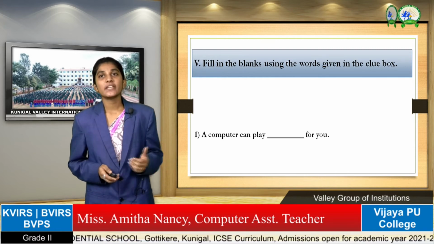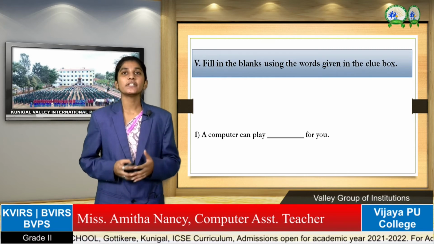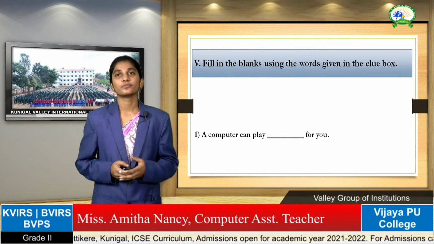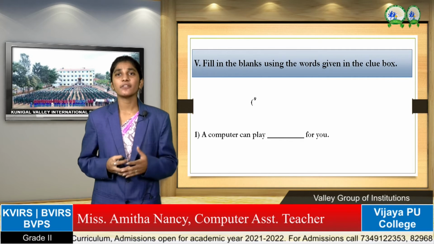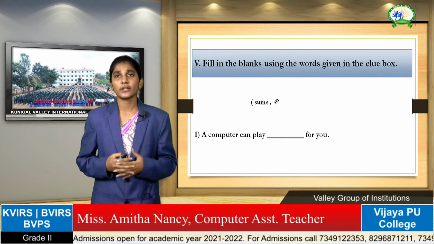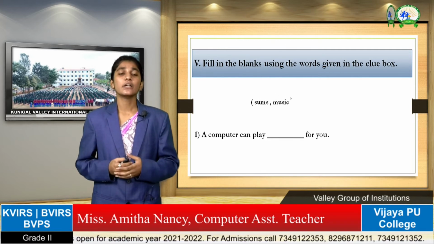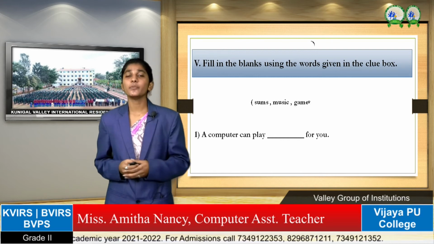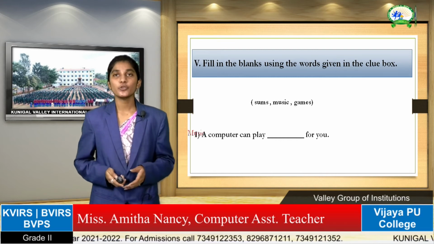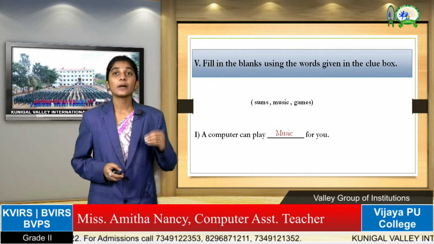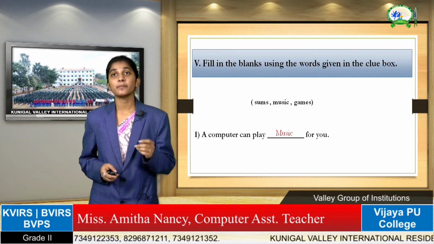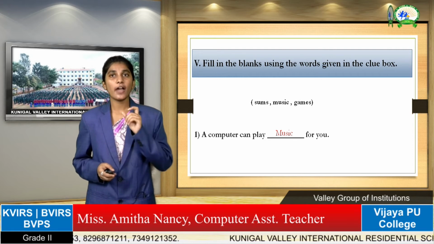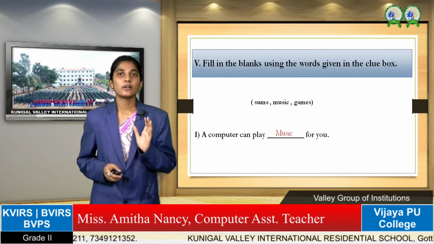For example, you will be given a question like this: A computer can play dash for you. What can a computer play for you? We have many advantages or uses of computers. We have already learned the roles of computer. So computers can play music for you. Know the difference. Computer can play games with you. So you have to identify the correct word there.